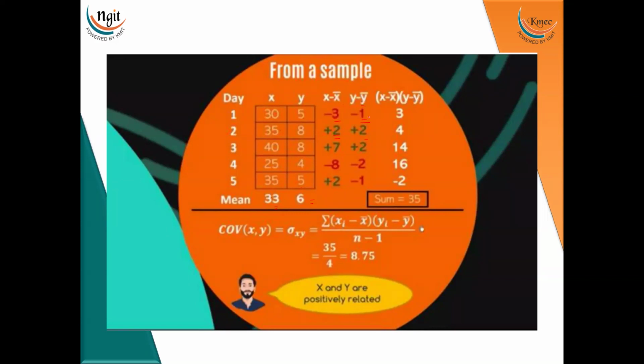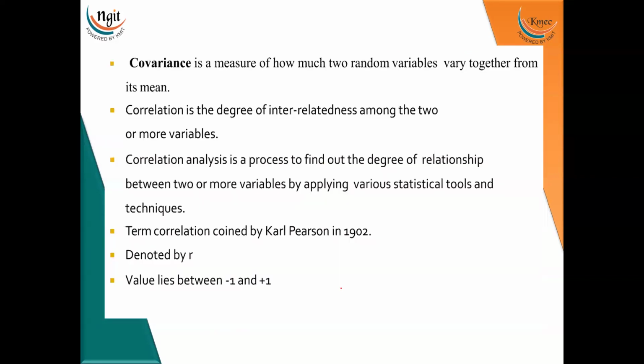That is minus 3 into minus 1, it is 3. Plus 2 into plus 2, it is 4. Likewise, you calculate all these 5 variables and sum them, we get 35. Substitute all these values into this formula, that is 35, and as it is sample data, we are going to take it as n minus 1. If it is total population, then we are going to take it as n. As it is a sample, we take n minus 1, that is 35 divided by 4, 8.75. So we can say that this x and y are positively related.